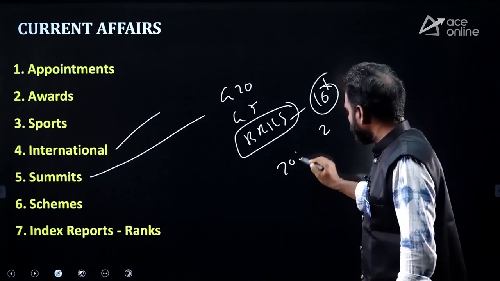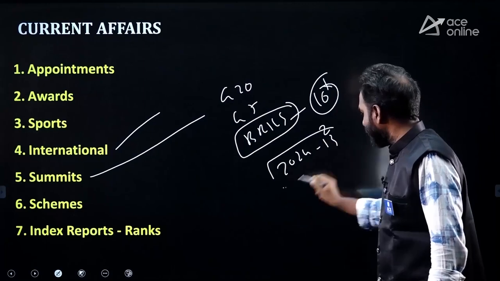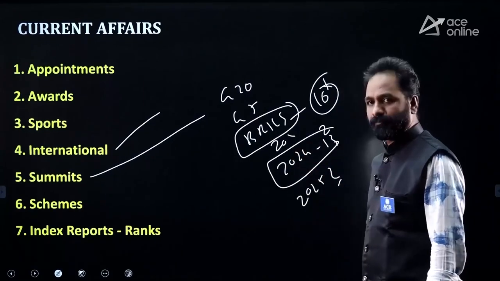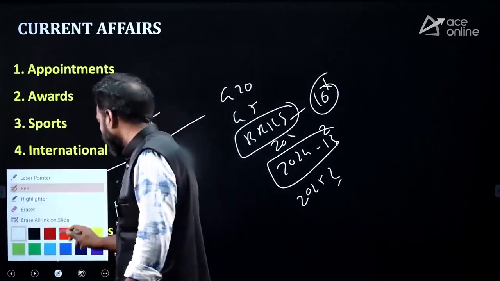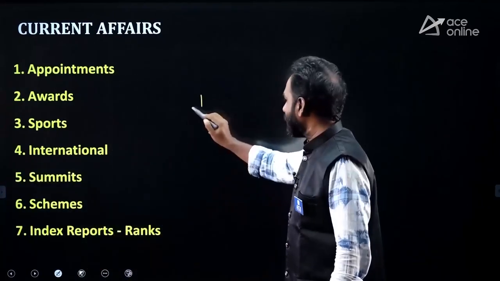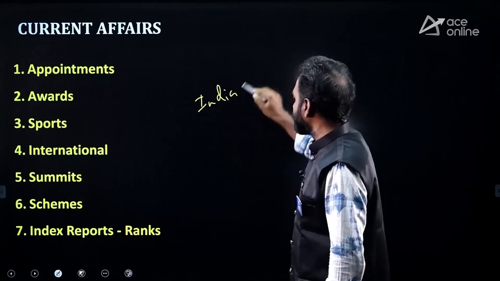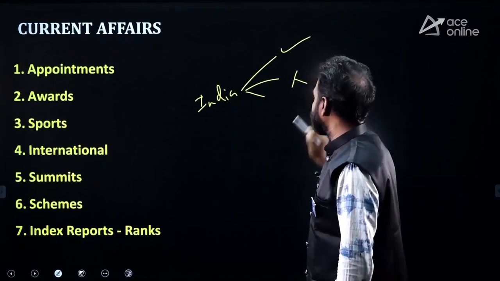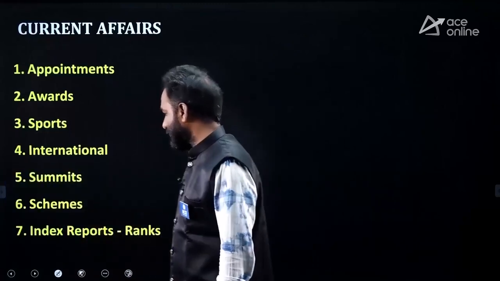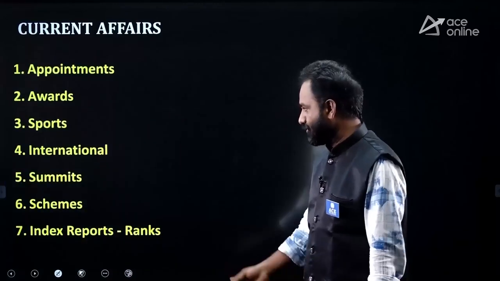In 2024, for example, the 16th summit. Where will the next summit be held in 2025? What about the previous summit? Is India a member of G20? Is India a member of UNO? Is India a member of WTO? You have to remember that about India also: India is a member, India is not a member. So you have to know about all the international summits and their themes, venues, and future venues.